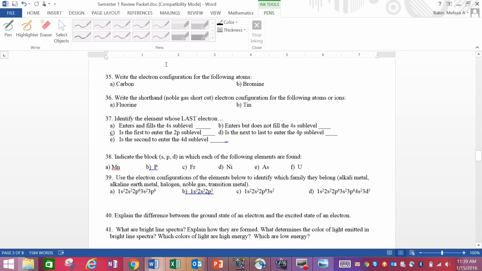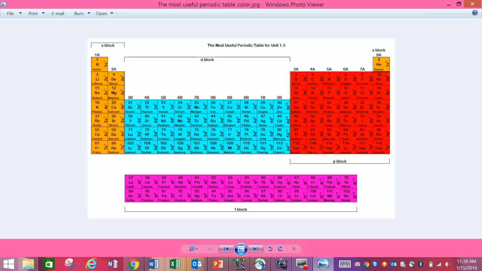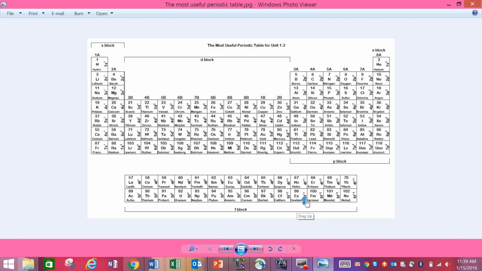All right, we are going over the second half of the semester 1 review packet. So first it's asking us to write electron configurations. Let's take a quick peek at this periodic table again. I want to remind you that over here we've got the S block, all of the orange. The blue is the D block. The red is the P block. And the pink at the bottom is the F block.